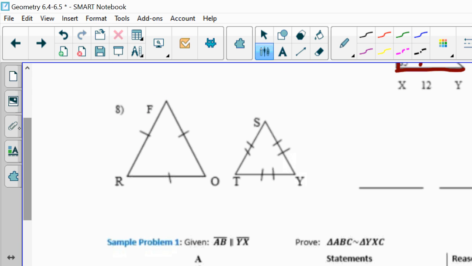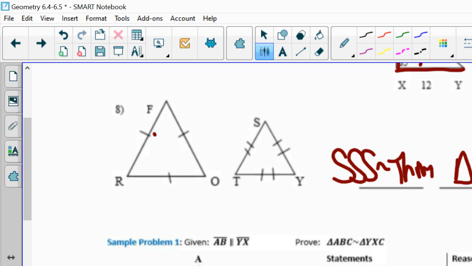And the last one, I don't have any numbers, but again, I have tick marks. They all have the same tick marks, therefore they would have the same ratios, right? So this would be the SSS similarity theorem, triangle FRO similar to triangle STY.